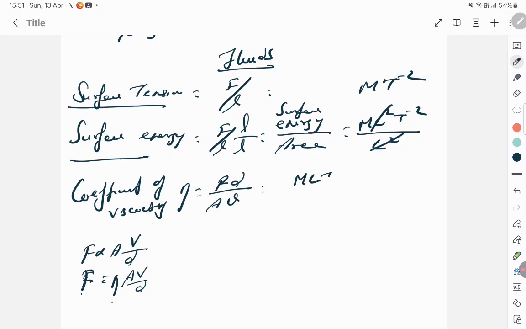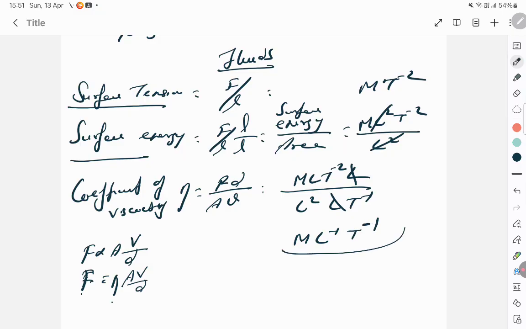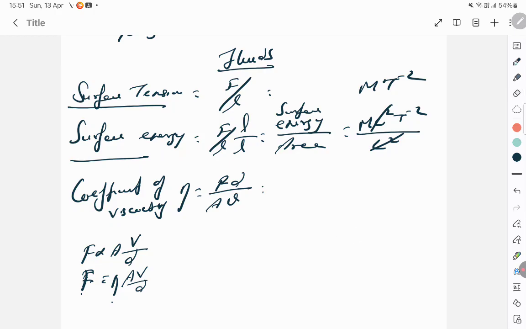Force is M L T to the power minus 2, into distance L, by L square into L T to the power minus 1. L and L get cancelled. This goes up and becomes M L to the power minus 1 T to the power minus 1. It's one of the world's most important ones, so you should memorize this also. M L to the power minus 1 T to the power minus 1 is what stands for coefficient of viscosity.